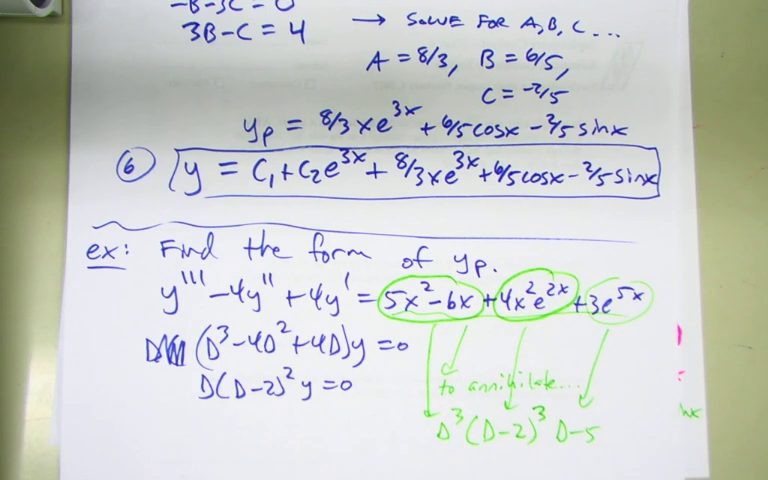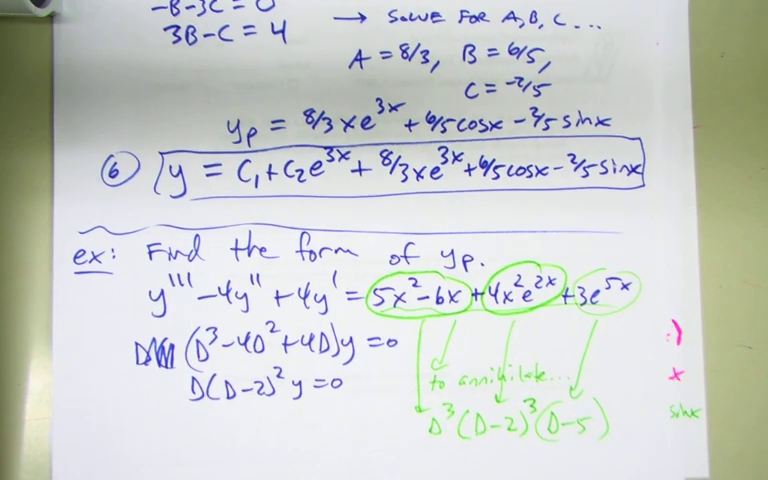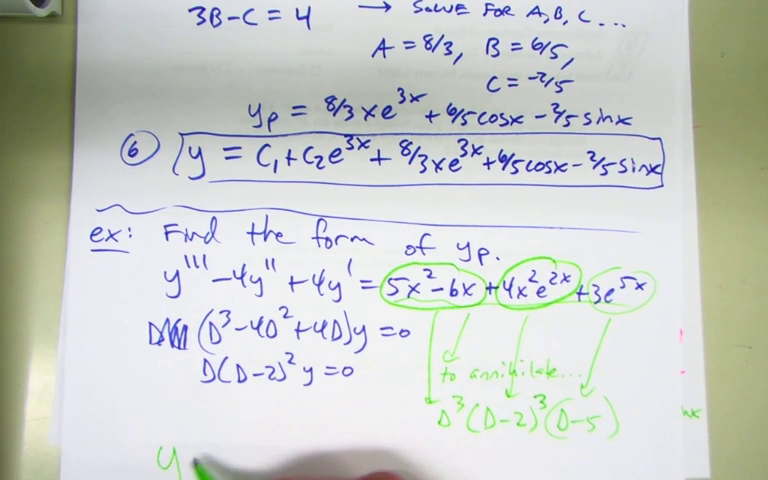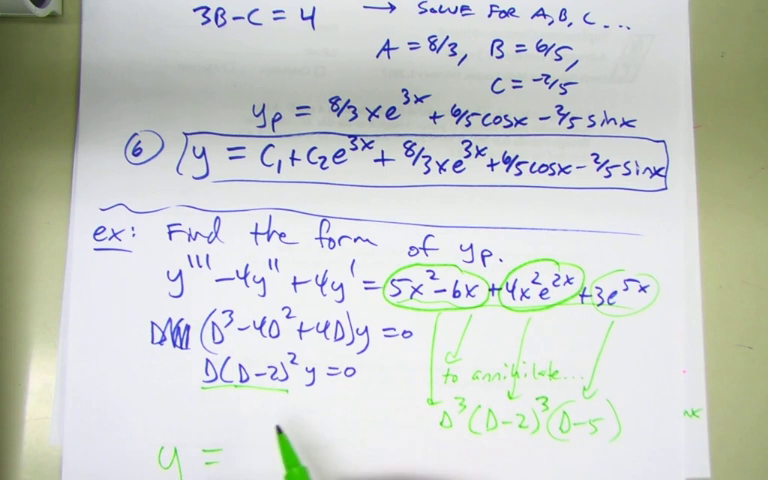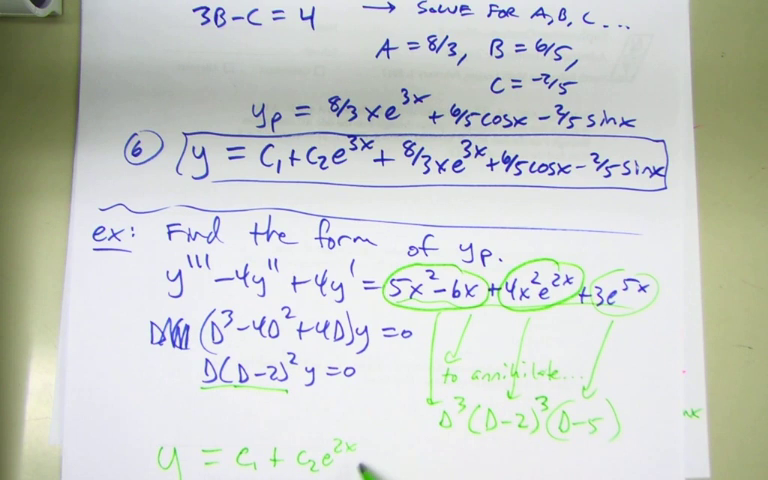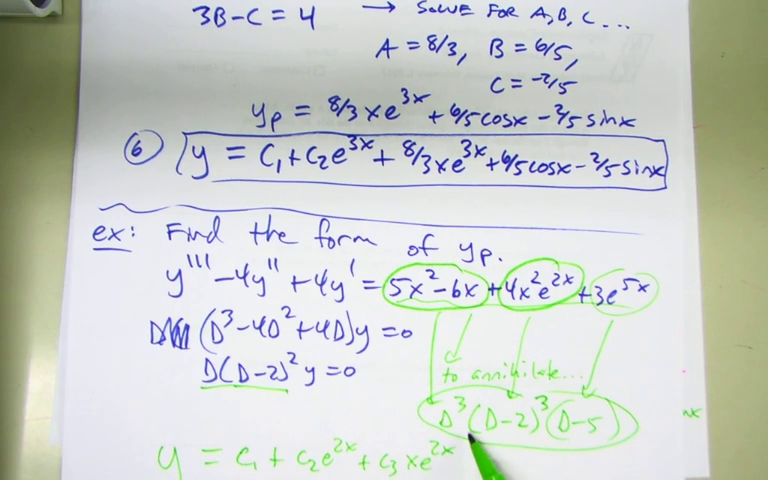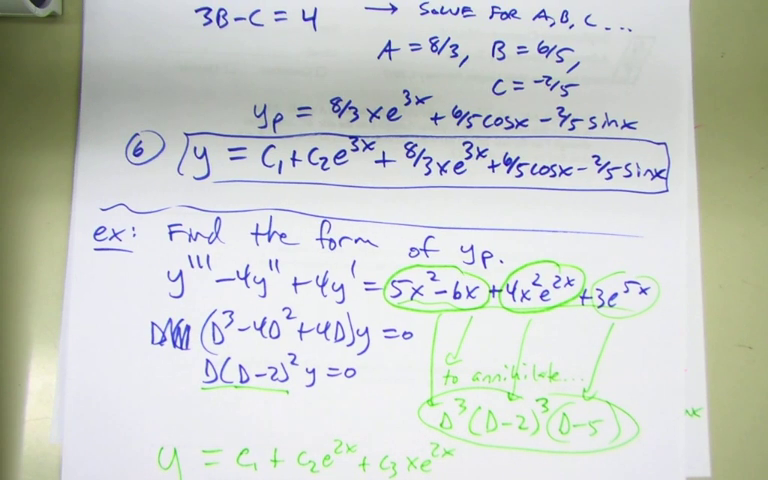Okay? And so from here now we can start building the general solution. So the complementary, using these roots from the first part, would be c1 plus c2 e to the 2x plus c3 x e to the 2x. And now we're going to use this to find the particular solution. So this is the complementary. Here's the particular.